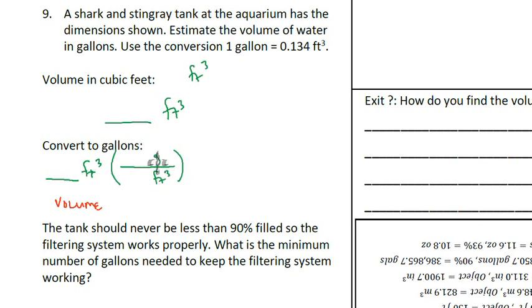And then we want gallons to be on top, just like when you guys were getting rid of units of measure. But in this case, what's going to happen is the feet cubed is in the numerator here, it's in the denominator here, and those are going to cancel out. And we're going to be left with gallons, which is exactly what we want to have. So take your volume measurement that you figured out in the first part, multiply it times your conversion, and here's our conversion. 1 gallon is equal to 0.134 feet cubed.